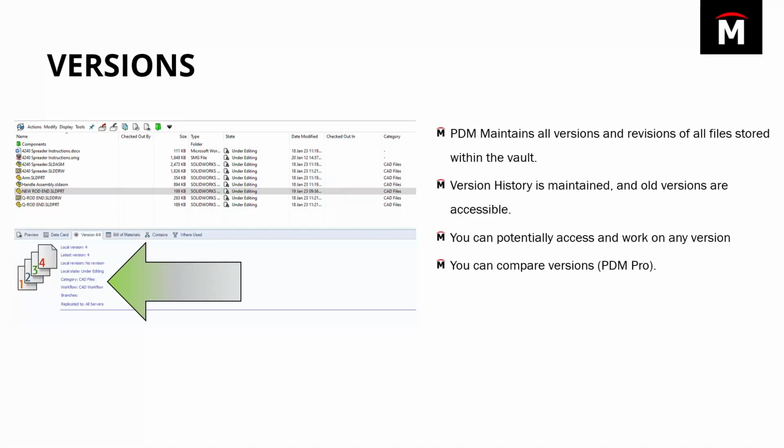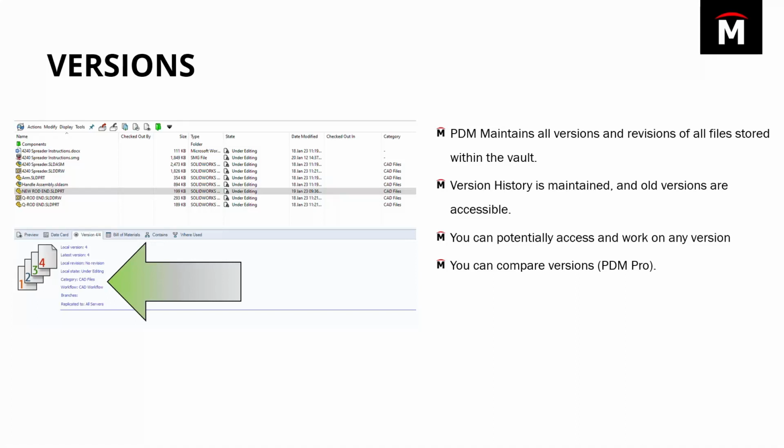And what version control gives you is really the ability to see the history of a file, to keep and potentially access all versions of files. And in the Pro version of the tool, you can even compare versions in PDM Pro. Now, a version is really every time a file is changed in PDM.